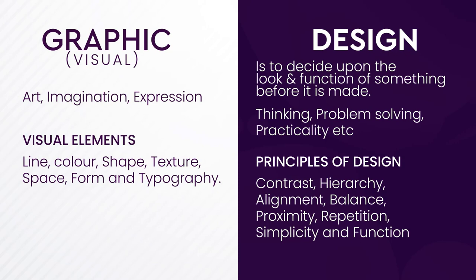And the visual elements that combine to create graphic design are line, color, shape, texture, space, form, and typography. We artistically combine these elements to convey an idea. Design, on the other hand, is to decide upon the look and function of something before it is made. It connotes thinking, it connotes problem solving, it connotes practicality, etc.